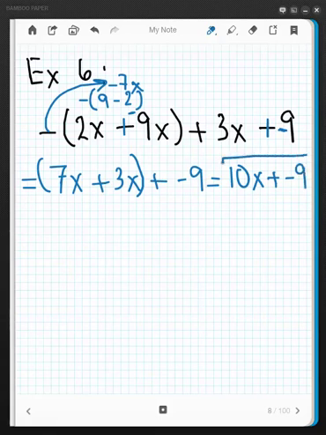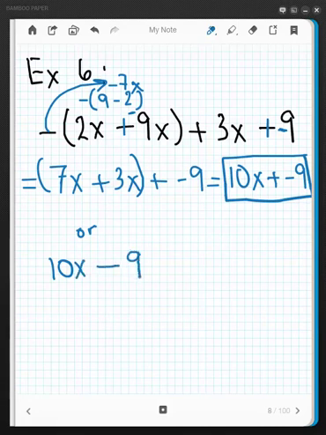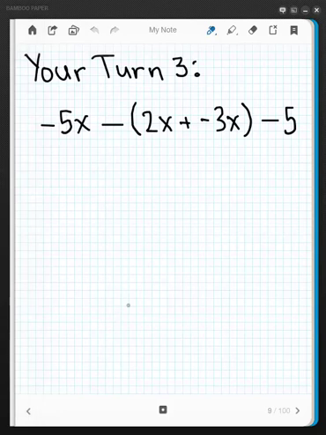Now that's a perfectly acceptable answer, but as we get more advanced, we like to see it not as 10x plus negative 9, but backing it out again as 10x subtract 9, because remember, plus and negative, that came from being subtract a positive number, so that's what we have, and that's our other option. All right, now let's see if you can do that on your own.